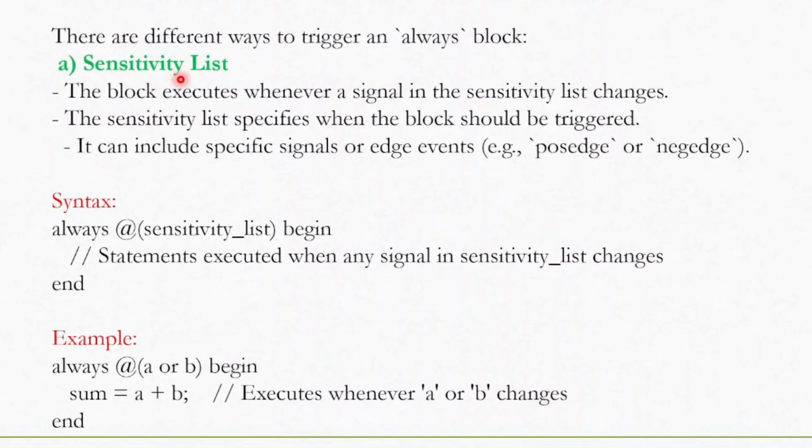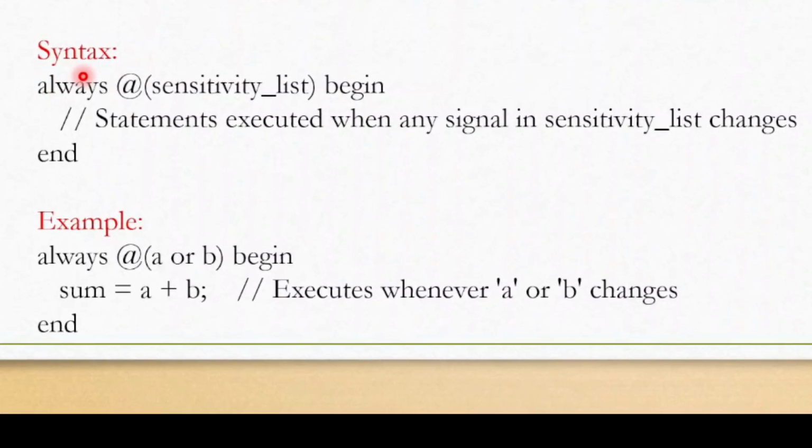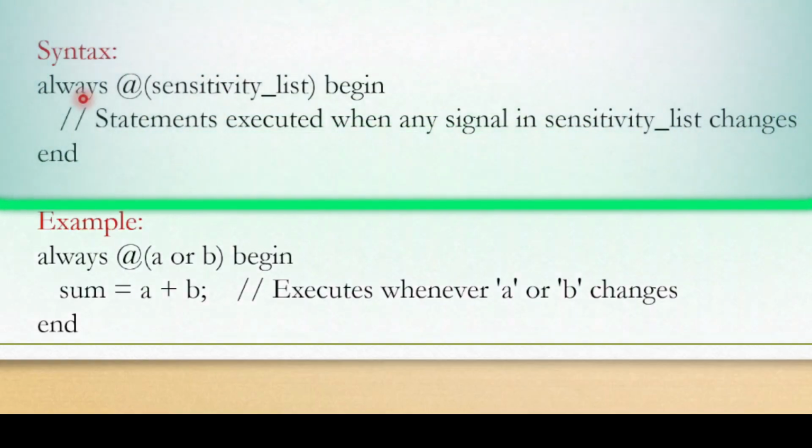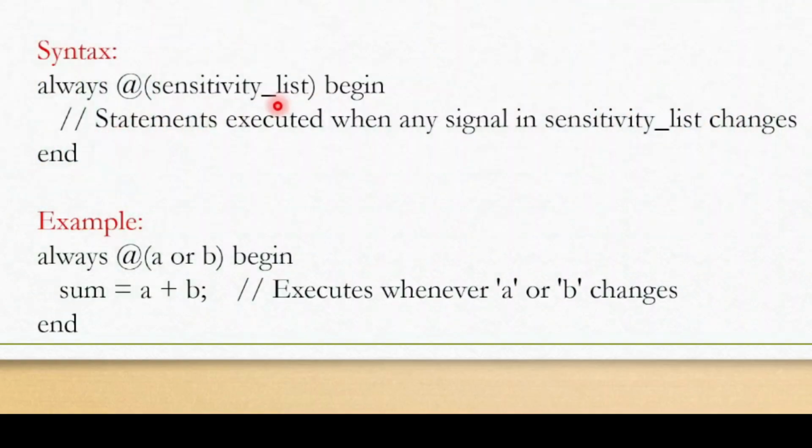Always block with sensitivity list. The block executes whenever a signal in the sensitivity list changes. This sensitivity list specifies when the block should be triggered, such as posedge for positive edge or negedge for negative edge. The syntax of always block with sensitivity list: always, then @, then sensitivity list inside the parenthesis, then begin, then statement, then end. And of course, the keywords begin and end are for multiple line statements. If it is a single line statement, we can avoid the keywords begin and end.